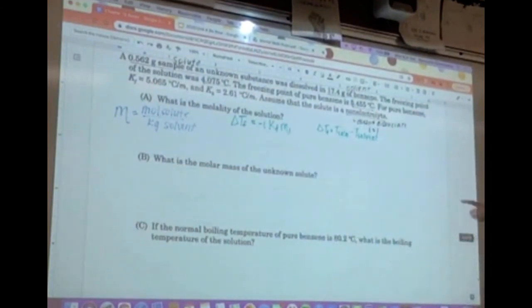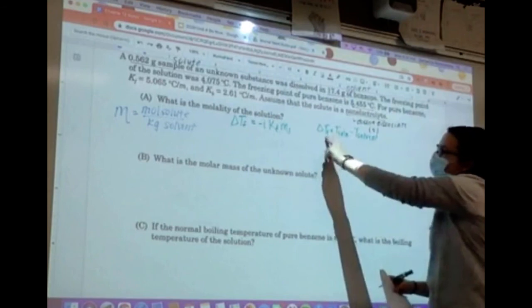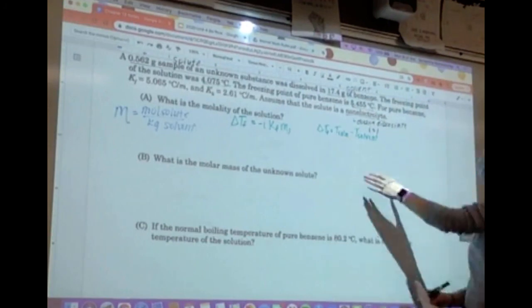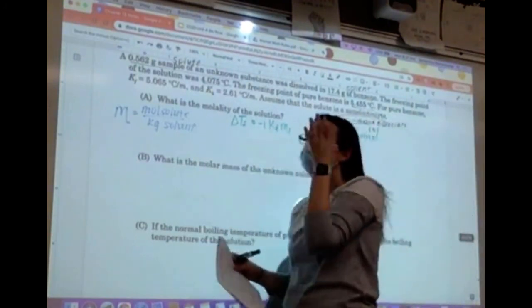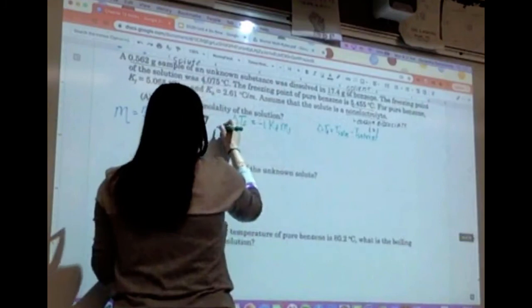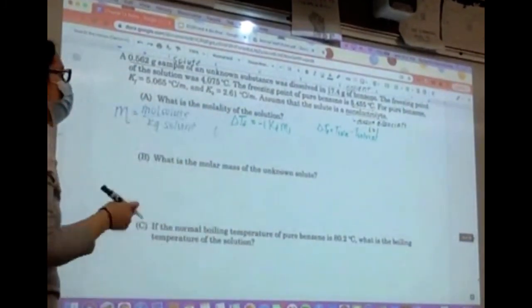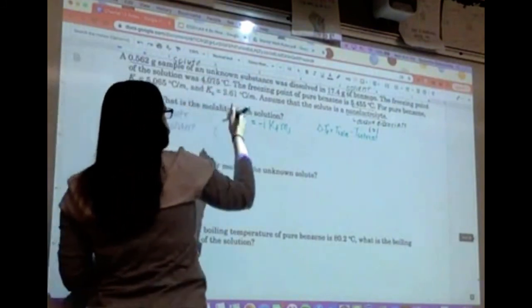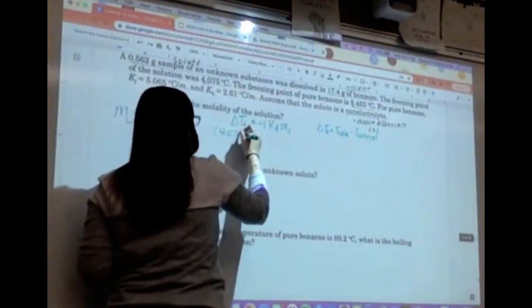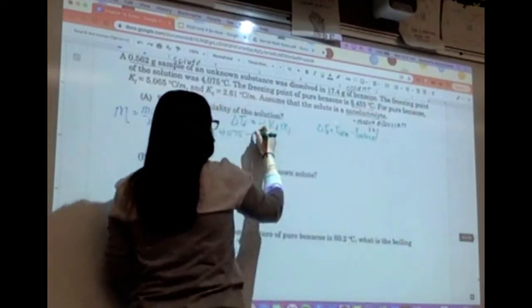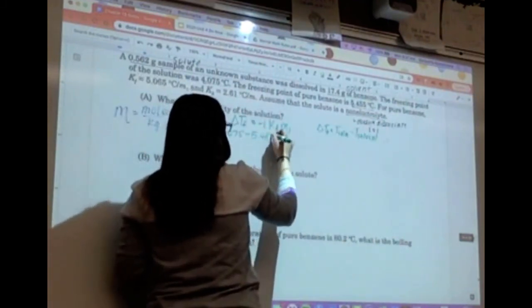So this F stands for freezing, right? The change in freezing point is the temperature of the solution minus the temperature of the solvent. Whether you want to do that separately or all at once is up to you. I'm just going to put everything in at the same time. The freezing point of the solution is 4.075. The freezing point of the pure solvent is 5.455.